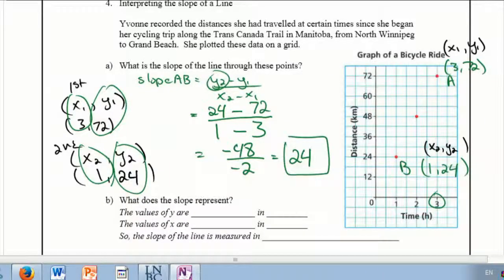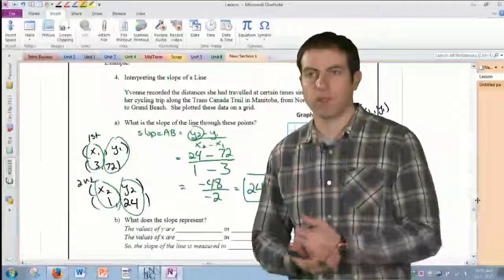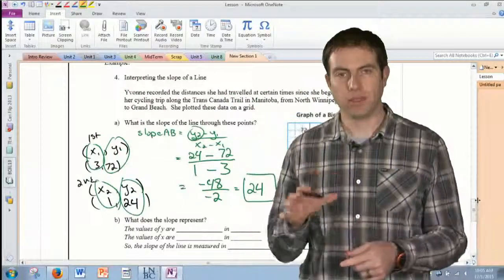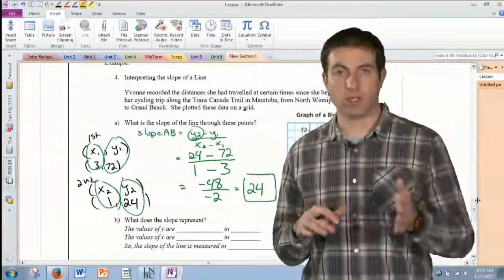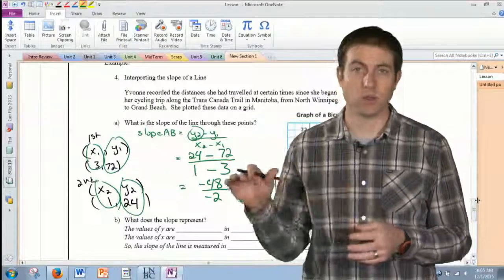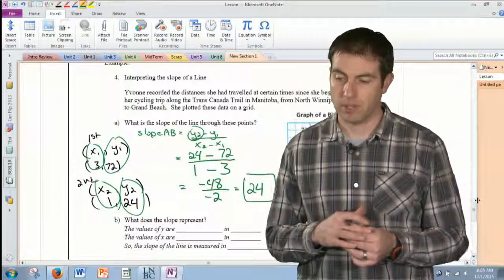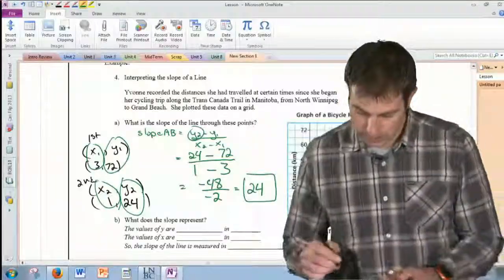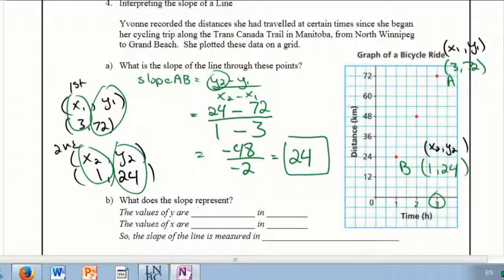So part B is asking, what does this slope represent? We have 24. Normally on a graph, we just have x's and y's, and we just say the slope's 24. But in this example, we don't have x's and y's. Our vertical axis is measuring distance, and our horizontal axis is measuring time in hours. So the values of y, the vertical axis, are measuring distance, and the units here are kilometers. And then my x-axis is measuring time in hours.